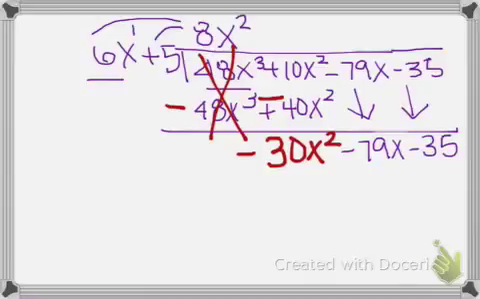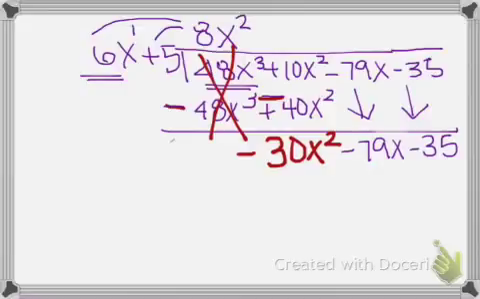So far we've done first into first. We found our answer, which was our 8x squared. We went ahead and multiplied our 8x squared through, changed our signs to get our x cubes to cancel, added our 10 and our negative 40, and dropped everything else down.